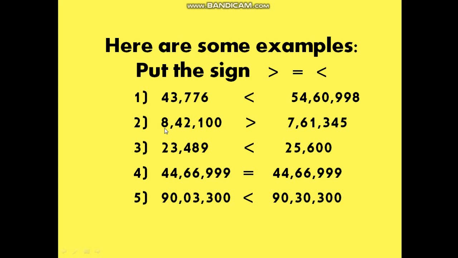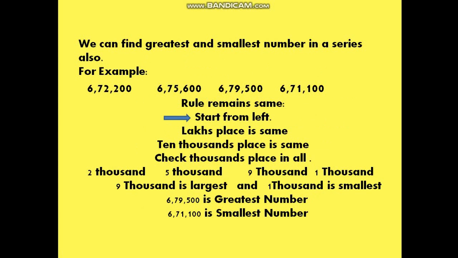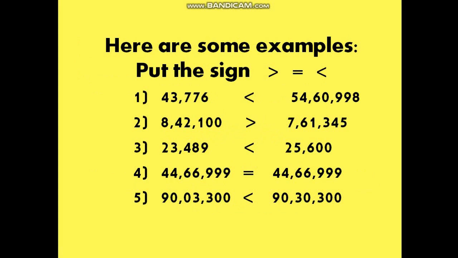Let's see the second question. Look at the number of digits first. The number of digits is 6 here and here also the number of digits is 6. So we compare the digits with their place values. 8 lakh, 7 lakh. So which number is bigger? 8,42,100 is the bigger number.